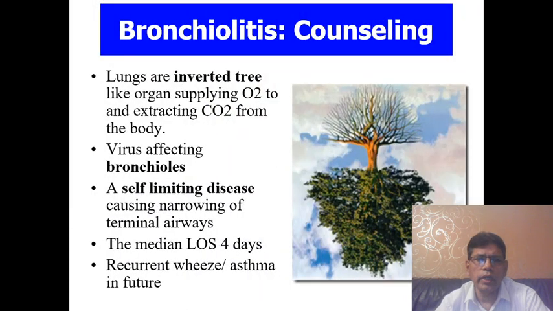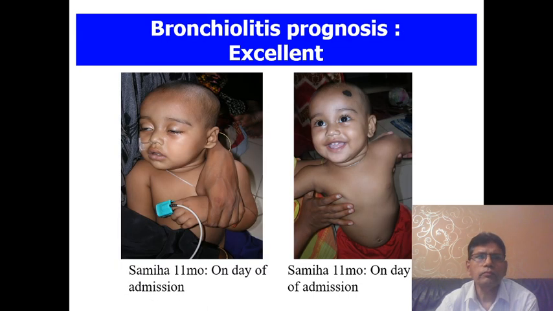And now, counseling on bronchiolitis. Lungs are an inverted tree-like organ supplying oxygen to and expelling carbon dioxide from the body. A virus affects the bronchioles, and it is a self-limiting disease causing narrowing of the terminal airways. The median length of stay in the hospital is just 4 days, and there may be recurrent wheeze or asthma in a significant number of cases. And you say the prognosis is excellent.